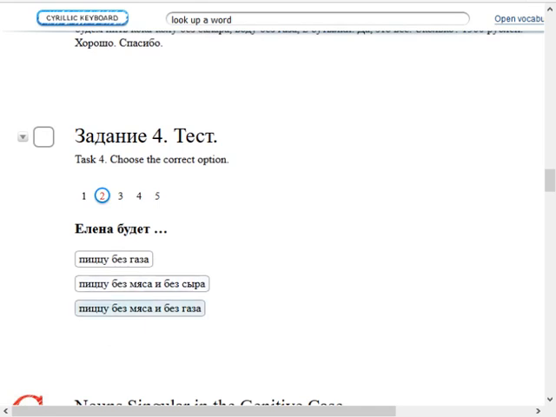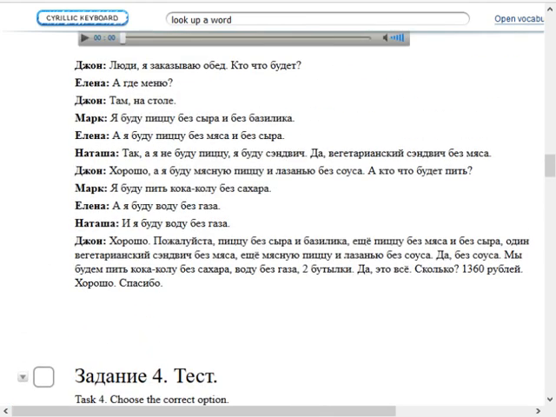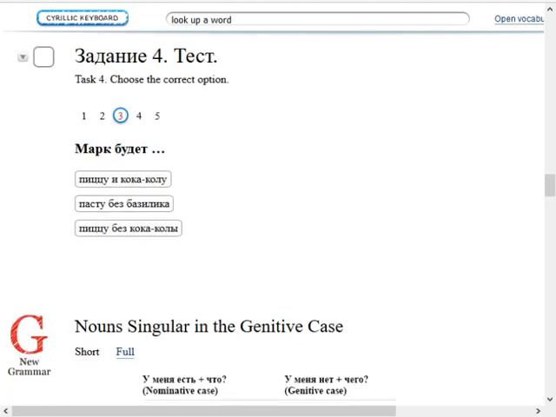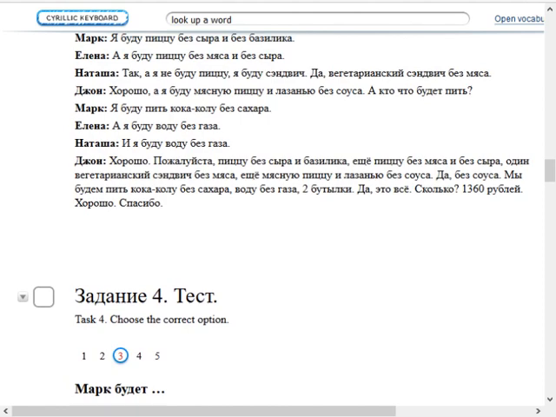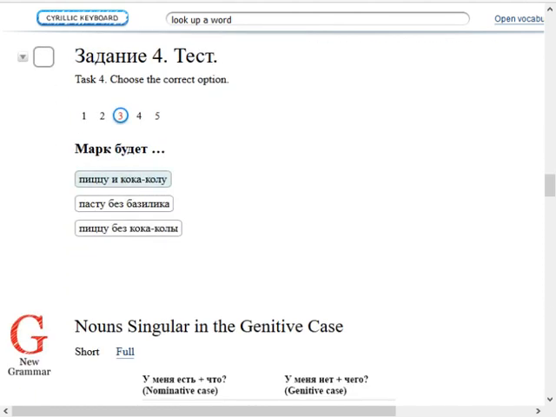Pizza без газа doesn't really exist. Pizza without gas is not a thing. And also up here, pizza без газа. Yeah, you can have water or a drink without gas, but not a pizza. Марк будет... Я буду пицца без сыра и без базилика. So Mark wants... Oh, it's not pasta without basilicum. He wanted pizza, and then to drink, he wanted, yeah, Coca-Cola. So, pizza и Coca-Cola. That is correct. He wants pizza and Coca-Cola.